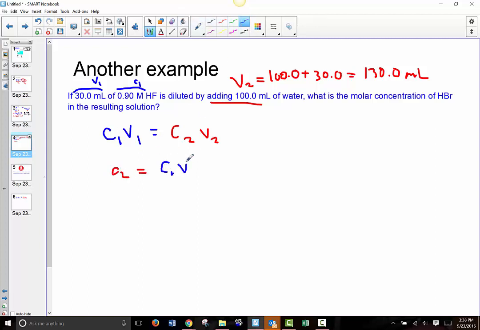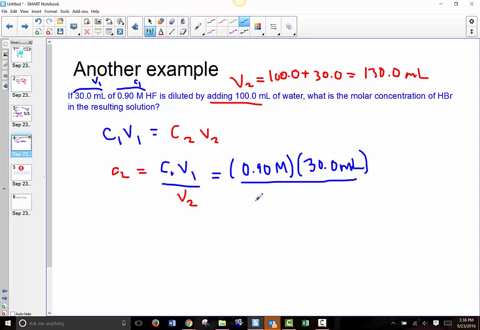Okay, I'm going to start to work a little bit more quickly here. So I plug in my values. C1 was 0.90 moles per liter, keeping my units in my calculations. 30 mils was my initial volume. And again, no problem that I'm in milliliters because both my volumes are in milliliters. And now my final volume is 130 mils. And my milliliters cancel. I'm ready to go ahead and compute my final answer.